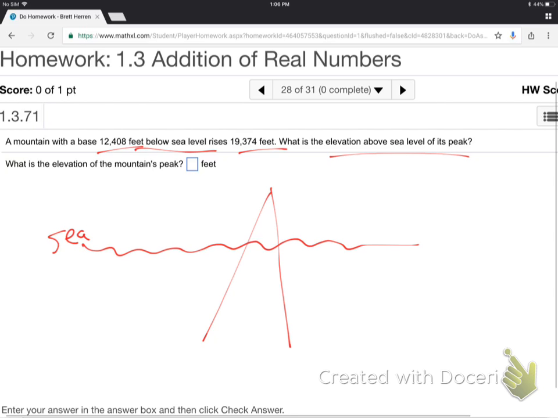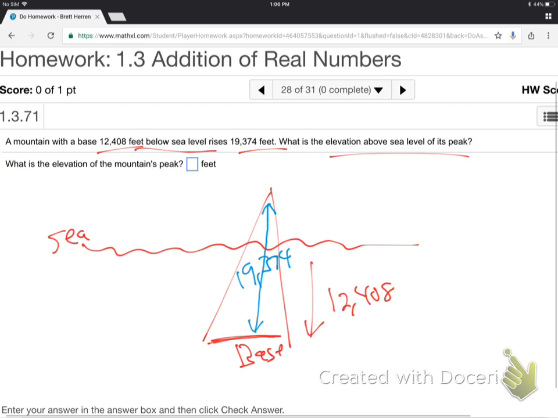The base of this mountain, here's the base, is 12,408 feet below sea level. The bottom of that mountain is below the sea. The peak rises, see what they're saying about the peak? The peak rises up 19,374 feet. So their question is, what is the elevation above sea level?